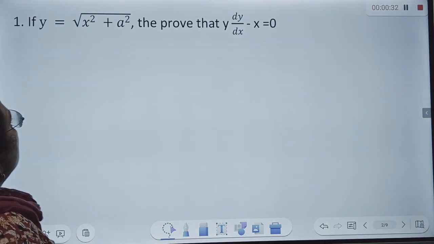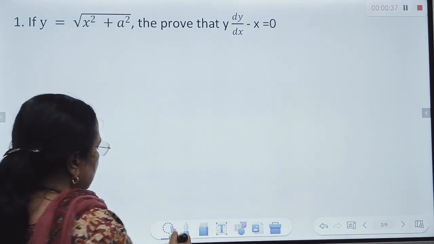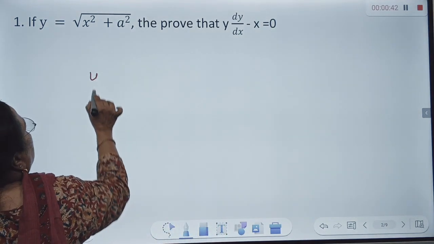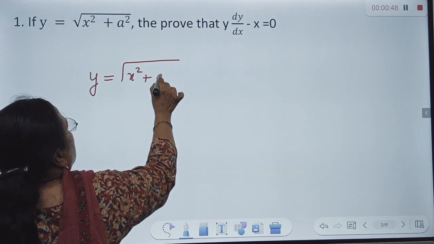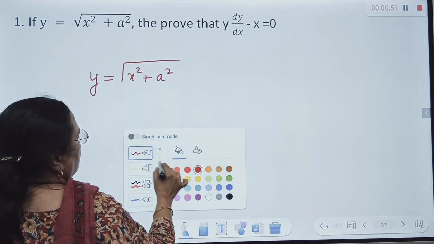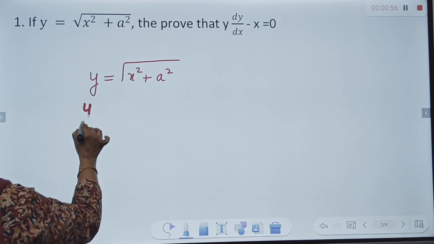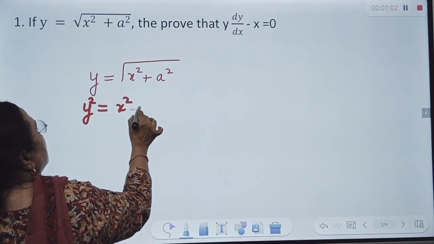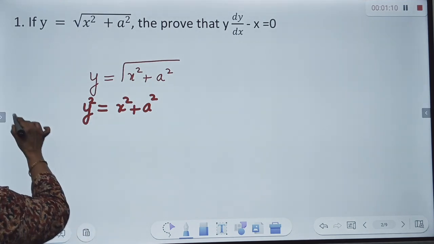If y equal to root of x square plus a square, you have to prove that y dy by dx minus x equal to 0. So you are given y equal to root of x square plus a square. Now y square equal to x square plus a square. I am squaring because I am getting rid of the square root. So I am just squaring on both sides.